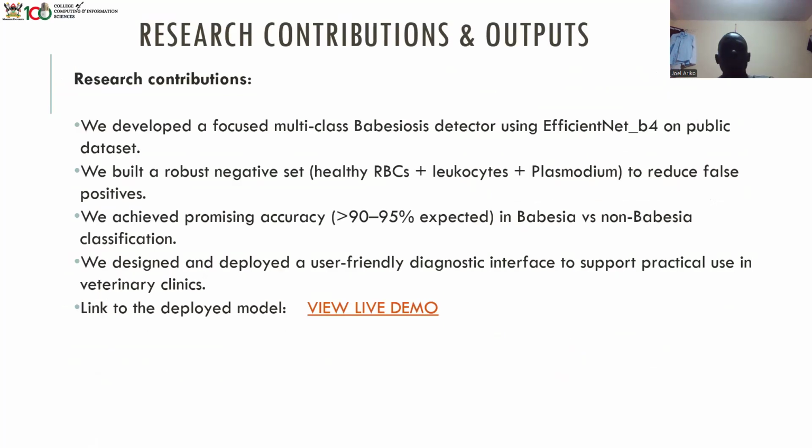Going to the research contributions, we developed a focused multi-class babesiosis detector using our best architecture model, EfficientNet-B4, on a public data set. The link to the live demo is there as follows. You can feel free to navigate it and get the best result out of it.